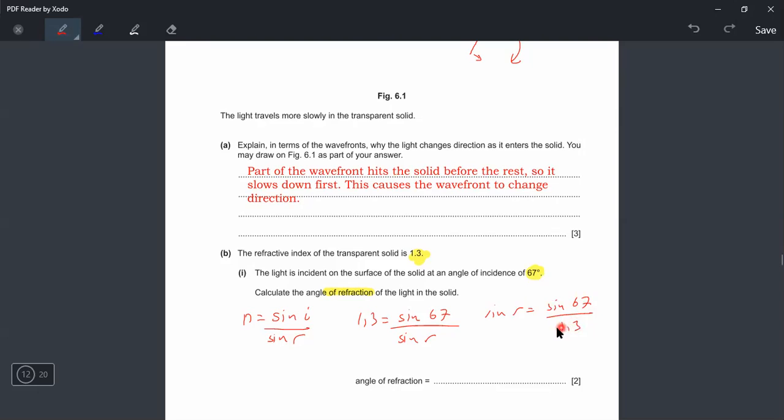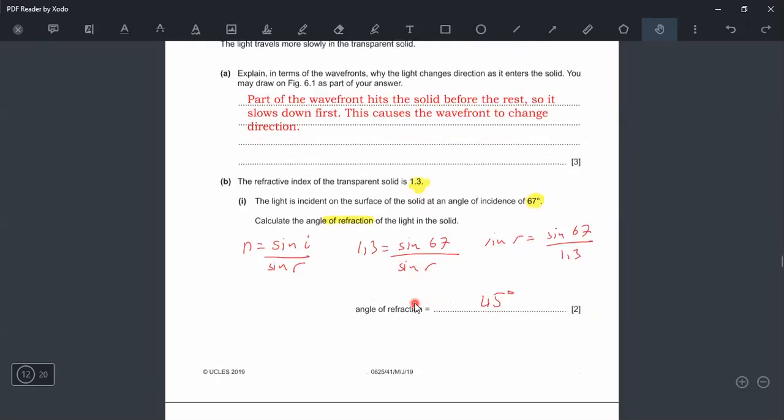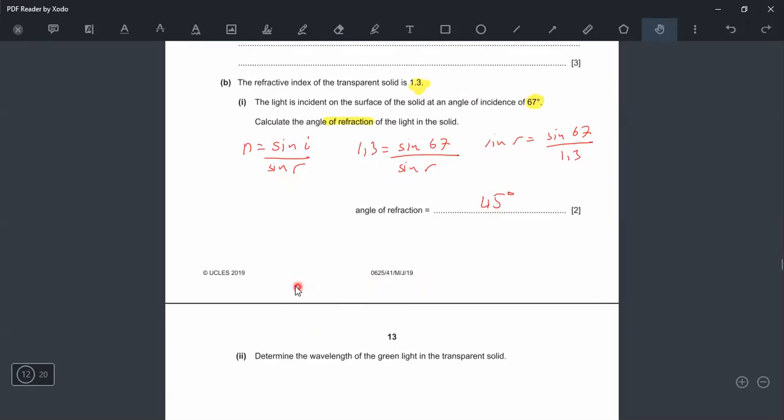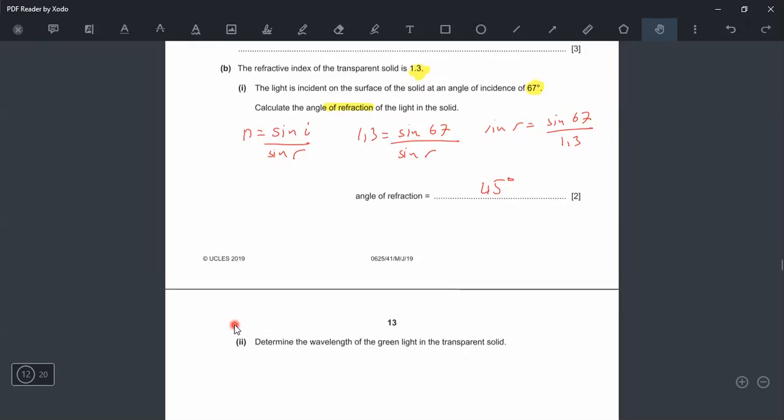Once you plug this into your calculator, shift sine your answer. On your calculator, there's sine to the power of -1. So shift sine your answer so you get the answer in degrees. So 45 degrees. Make sure your calculator is set to degrees, okay? The unit for angle is degrees, not radians.